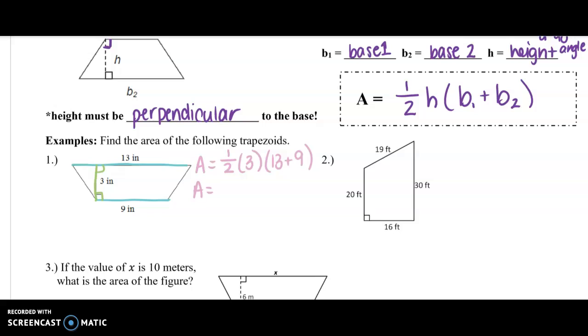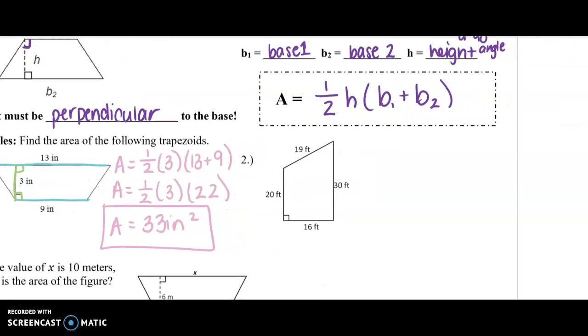So my area is going to be 1/2 times 3. You want to do 13 plus 9 first. 13 plus 9 is going to be 22. And then you can go ahead and multiply straight across from there. Okay? So 22 times 3 is 66, divided by 2 is going to be 33 inches squared for our area.